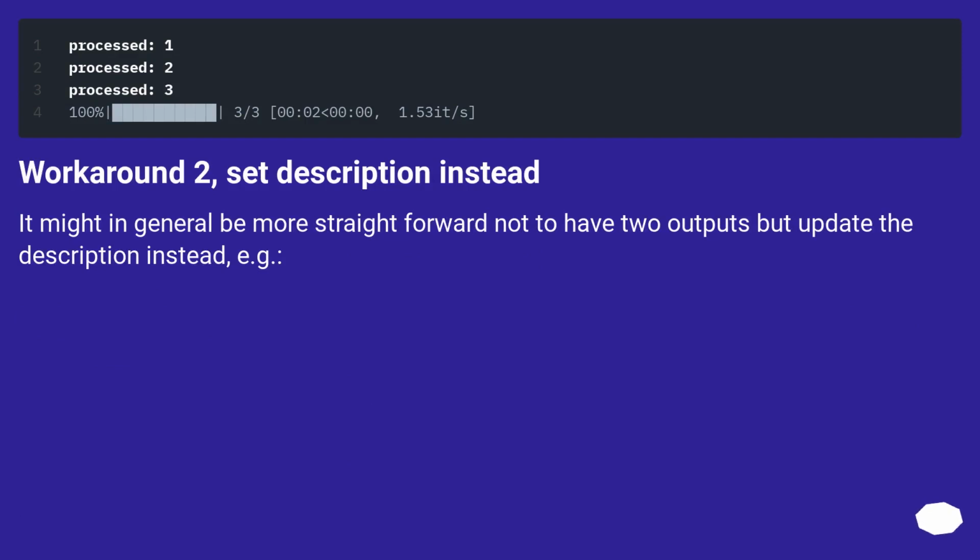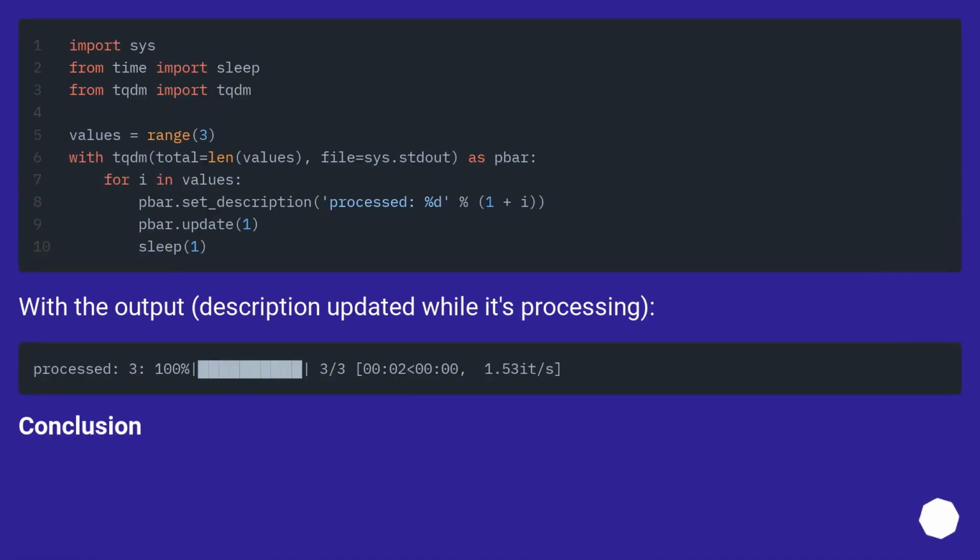Workaround 2: set the description instead. It might in general be more straightforward not to have two outputs, but to update the description instead, for example. With the output, the description is updated while it's processing.